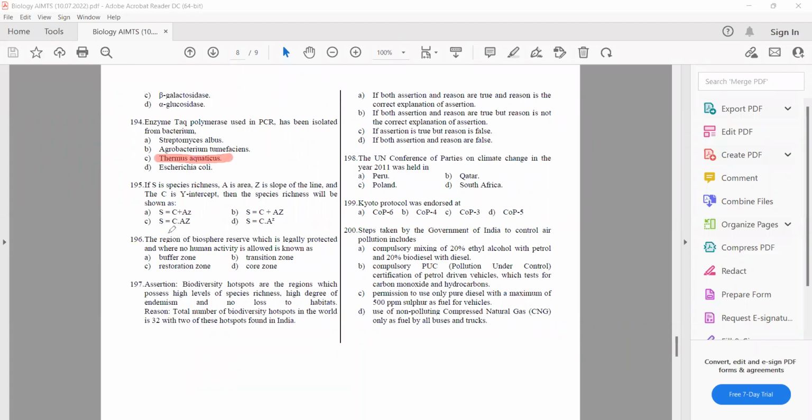If species richness is indicated, area A, Z is the slope of the line. So the species richness will be shown as S equal to C A to the power Z. When we take the log of this, log S is equal to log C plus Z log A. The region of biosphere reserves which is legally protected where no human activity is allowed, we call it the core zone.